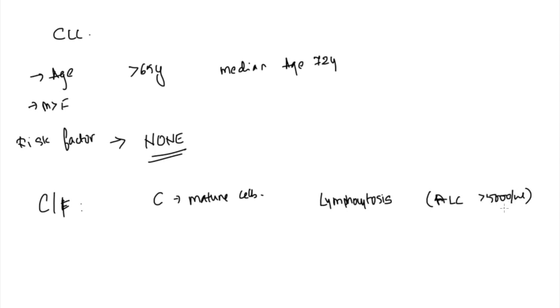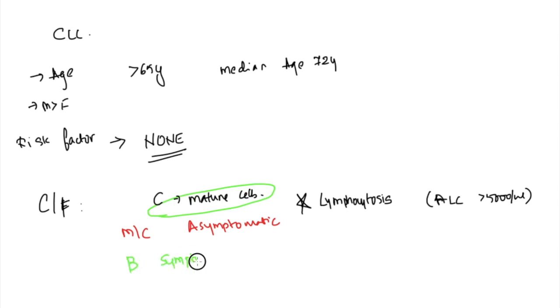First is lymphocytosis. You'll have an absolute lymphocyte count of more than 5,000 cells per microliter. Now, will lymphocytosis have any clinical feature? Will the patient have any symptom? Usually not. So the most common clinical presentation is asymptomatic. Now, mature cells produce cytokines, so they will have B symptoms. Around 30% of these patients will have B symptoms.